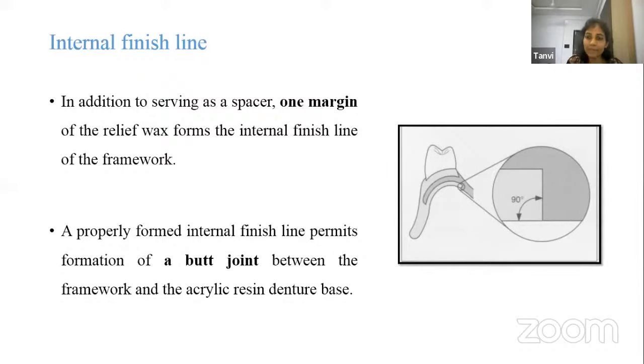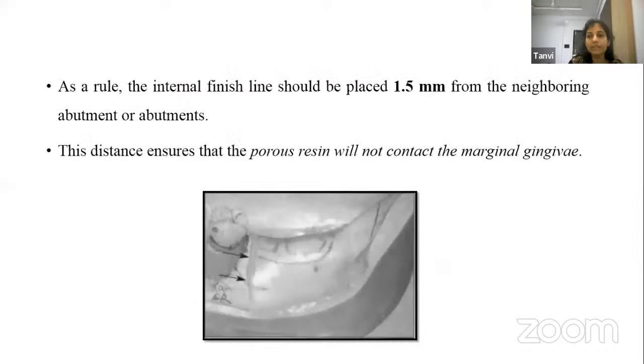So it is kept, as shown in the figure, at a distance of 1.5 millimeters from the abutment. So this margin of the relief wax will help to create an internal finish line of the framework. As a rule, the internal finish line should be placed 1 millimeter distant from the last abutment tooth. So it will create the finish line.